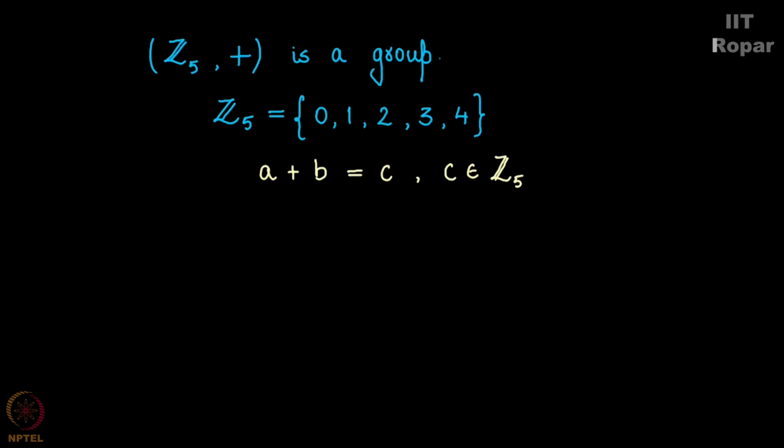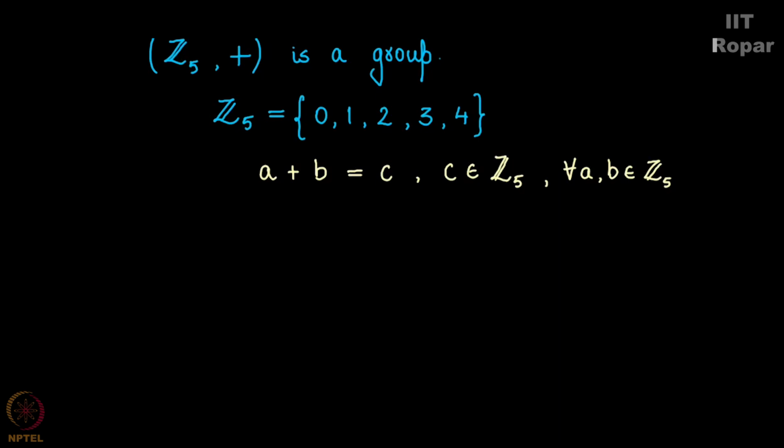How do I do this? I take 1 and 2, I add it. What is it? 3. 3 belongs to Z5. Now, if I add 2 and 4, it is 6, but I must divide 6 by 5 and the remainder happens to be 1. 1 belongs to Z5. Therefore, you take any two such integers a and b belonging to Z5, add them, you will get another integer which again belongs to Z5.